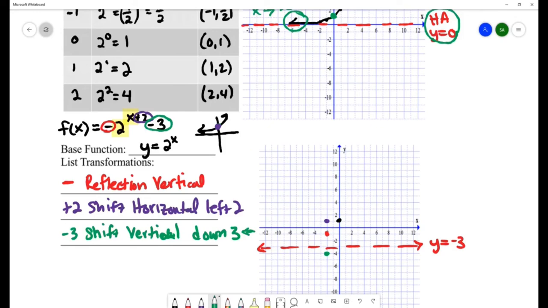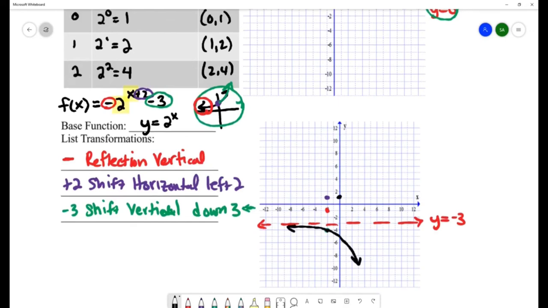And the last thing I'm going to do is to draw a reflection of this graph right here. So remember we said on the right side we go to infinity. Well, the reflection is going to cause it to go to negative infinity. And on this side, the y is approaching 0, and the y will approach 0 again, but this time from below that horizontal asymptote. So we now have a sketch of the graph of -2 to the x plus 2 minus 3.